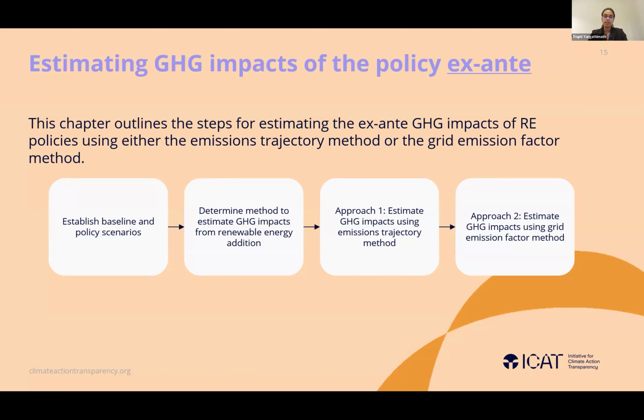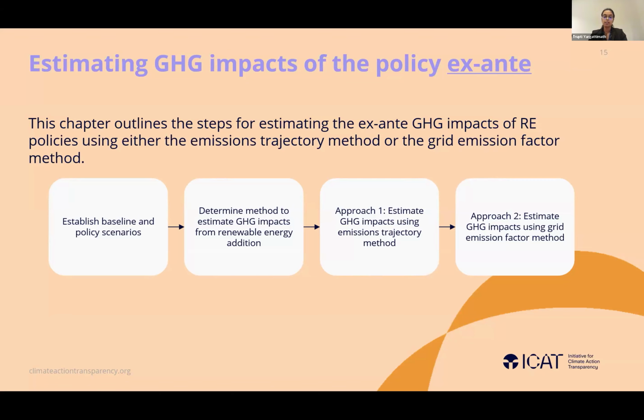The trajectory method, for example, looks at how emissions are expected to evolve over time based on the projected electricity generation mix. It incorporates the renewable energy additions estimated earlier and considers how these additions affect the overall power system. In the second approach, which is the grid emission factor method, this simple approach assumes that renewable energy that is being generated displaces the electricity from other sources on the grid. So the GHG reduction is then estimated using an emission factor that represents the electricity generation that is being displaced.